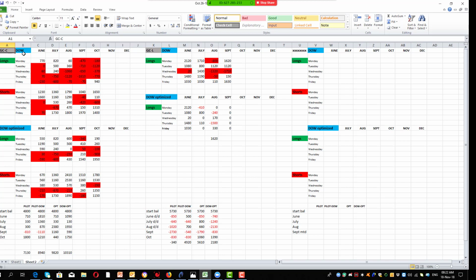So we'll start on the left side of the spreadsheet. The way it's been set up is we've got our longs and our shorts. Obviously the longs and shorts are being split up because we've seen in the past that they behave differently as far as trade setups. So why not split them up and see if we can get an advantage there as well.